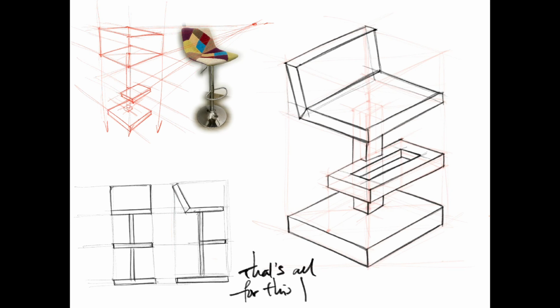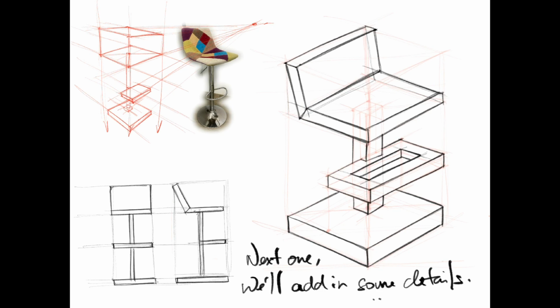That is all for now on how to translate the real-world 3-point perspective object into simple 3D isometric forms.